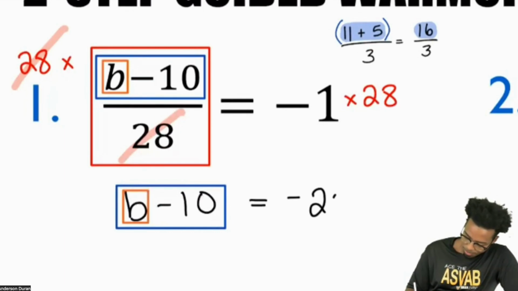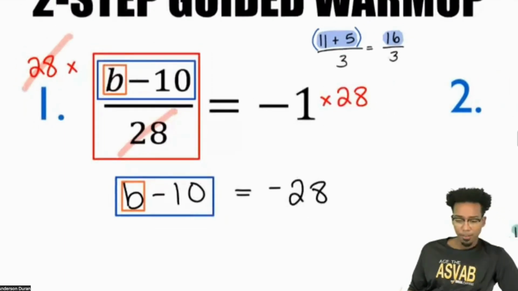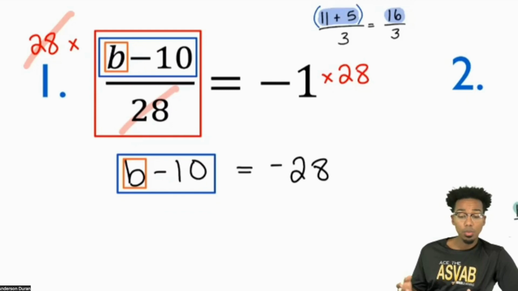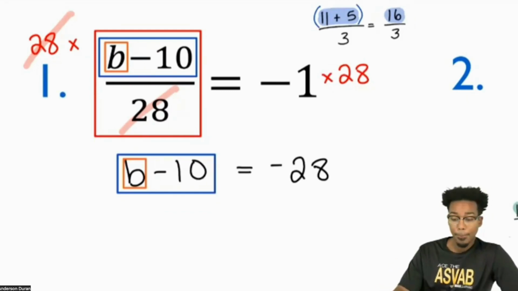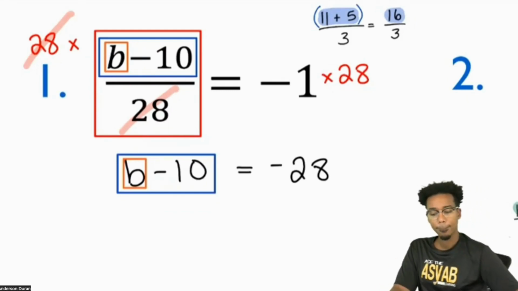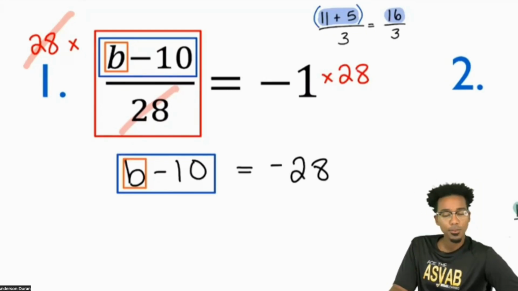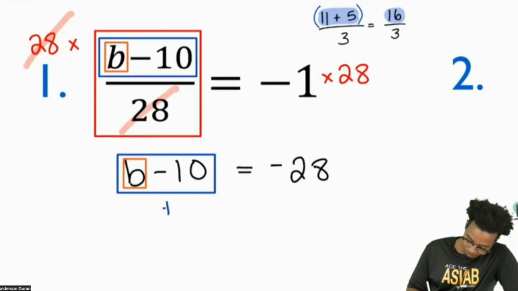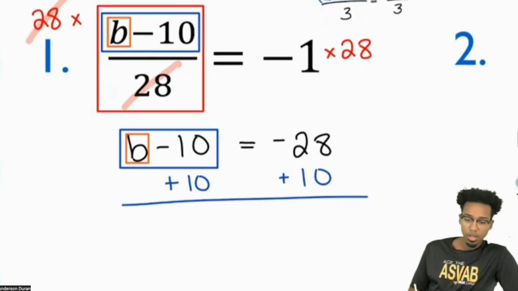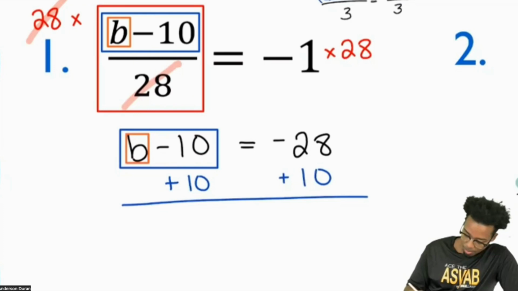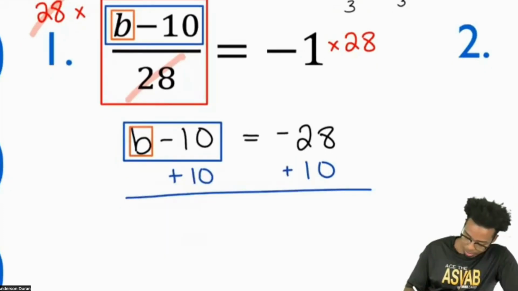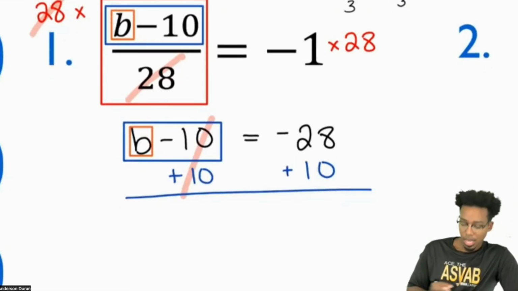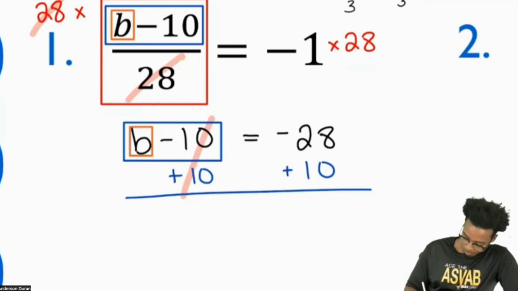Right on. And now take a look at this. Now, everybody, what is the opposite of subtracting 10? Right, that's going to be adding 10 on both sides, exactly. And boom, here we are. Because what's going to happen here is, bam, we cancel out the plus 10 and minus 10. And so then we're left with B by itself.